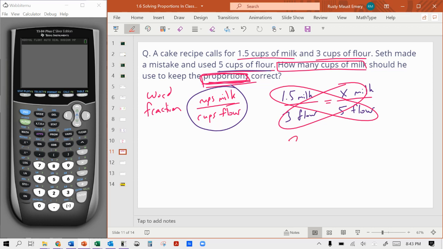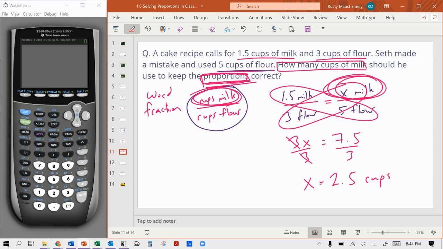So we end up with 3x equals 7.5 and divide by 3. And that should be x equals 2.5. And if you're not sure what you just solved for, check it out right there. X is right there. It's in the top position. That aligns with the top position over here. That's cups of milk.